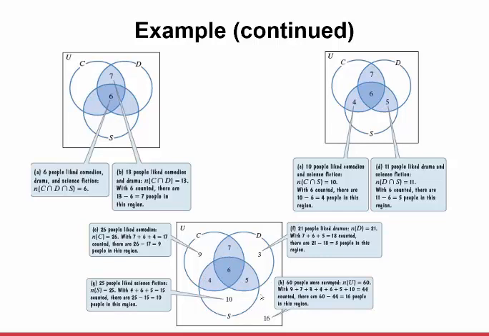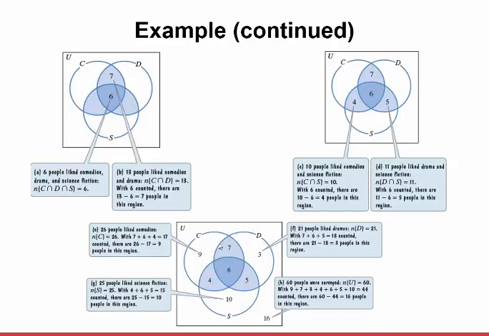25 people like science fiction. Here's the circle of science fiction. We've already accounted within that circle of 4, 6, and 5, or 15 people, right there. Well, if 25 total had to be in that circle, that means there's 10 right here.